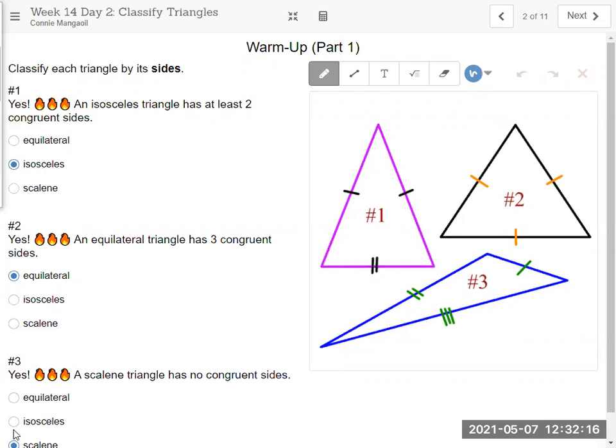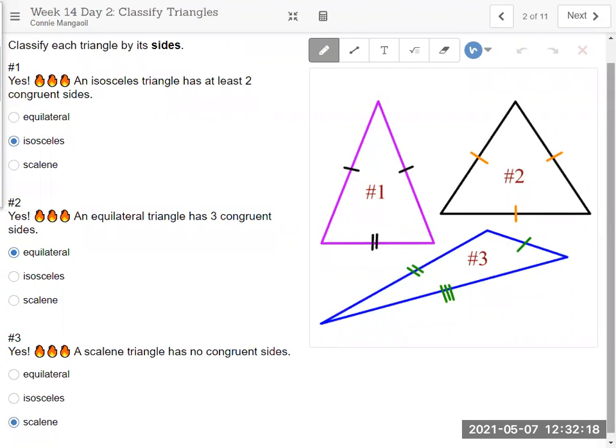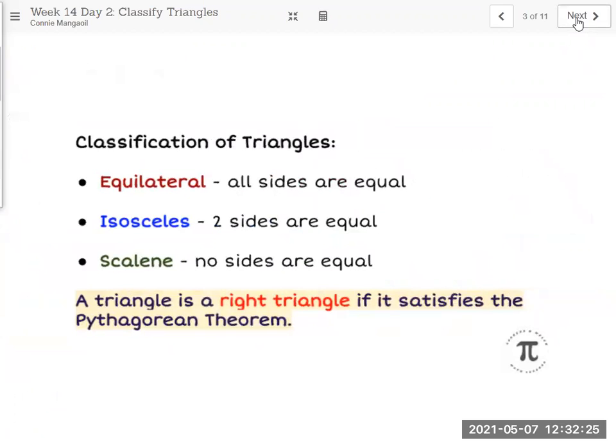Okay? So these are the 3 classifications that I want you to remember: isosceles, equilateral, and scalene. Right? So just to recap, equilateral triangles are triangles whose sides are all the same, equal. An isosceles triangle has 2 sides that are equal, and in a scalene triangle, no 2 sides are equal to each other. All the sides have different lengths. That is your scalene triangle.